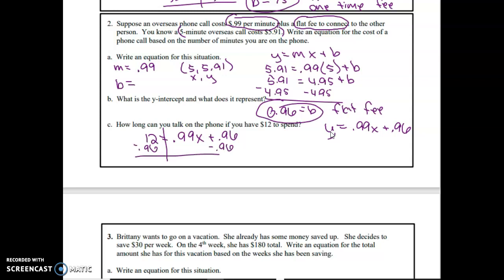And I would get 1104. Divide both sides by 99. And I get about 11.15 repeating, which doesn't make sense to me because I'm talking minutes. So the best way to answer this is about 11 minutes. Not 12. 12 would not be enough.